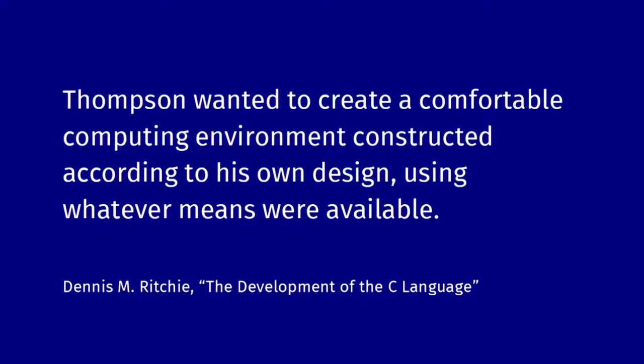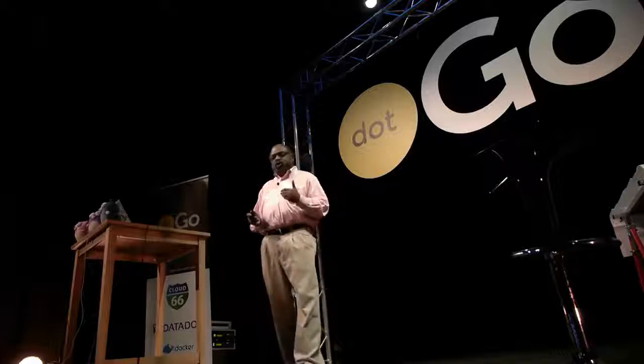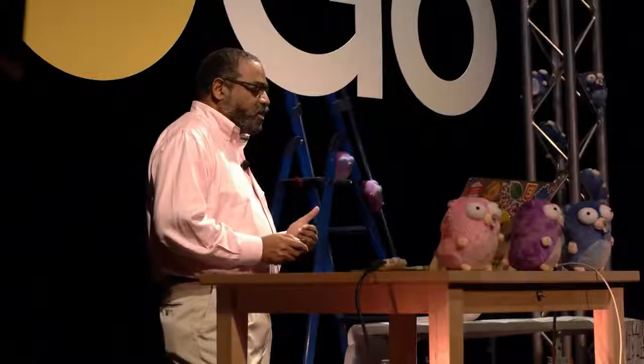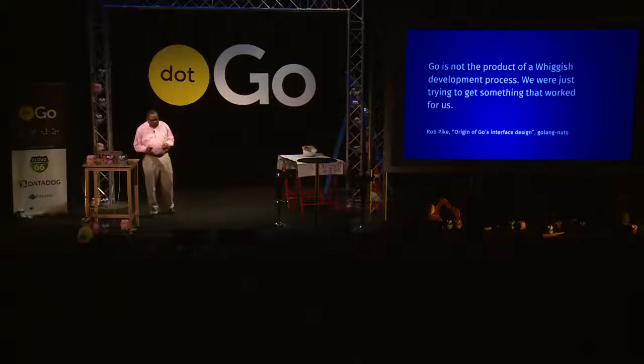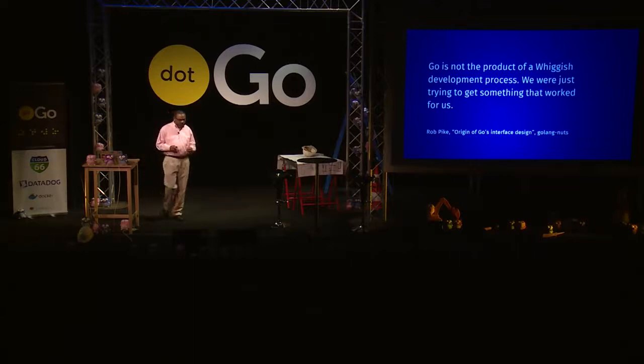And as I was thinking about how it worked for me, I would remember this particular quote where Dennis Ritchie is describing how Ken Thompson came to design Unix, where he said Thompson wanted to create a comfortable computing environment constructed according to his own design, using whatever means were available. This is echoed again from Rob Pike when he was describing the origin of Go's interface design. Go is not the product of a Whiggish development process. We were just trying to get something that worked for us.